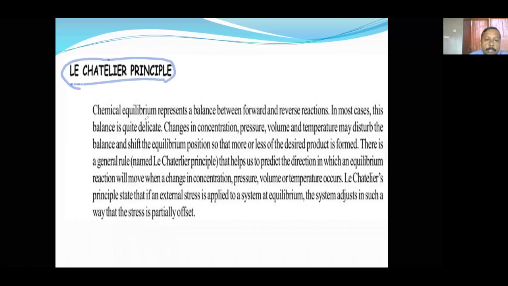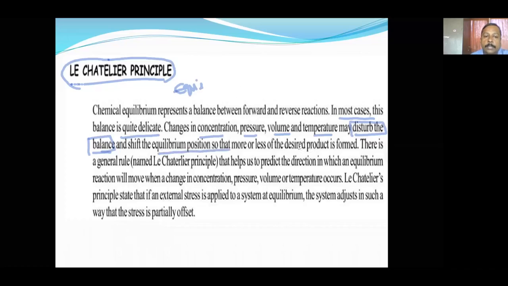Okay. So chemical equilibrium is a balance. The main thing is here, in most cases, this balance is quite delicate. Okay. And change in concentration, change in pressure, change in volume, change in temperature may disturb the balance. So it happens with your life also. Some problems will be there. It will disturb you, but you should be like equilibrium. For the time being, you may be disturbed, but after that you should bounce back. You should be stabilized by attaining the equilibrium.